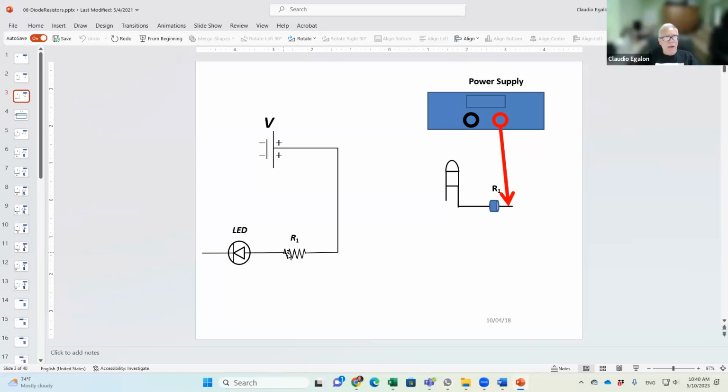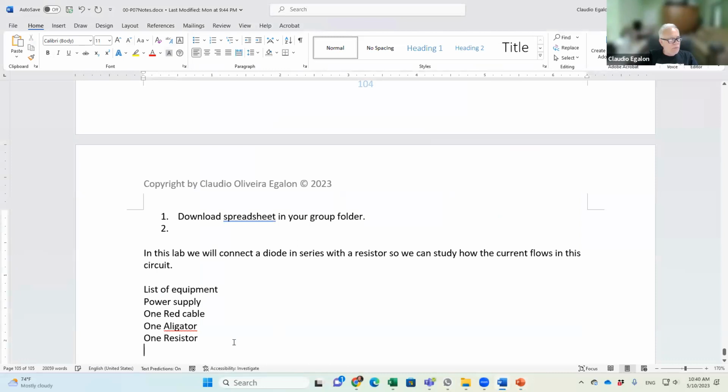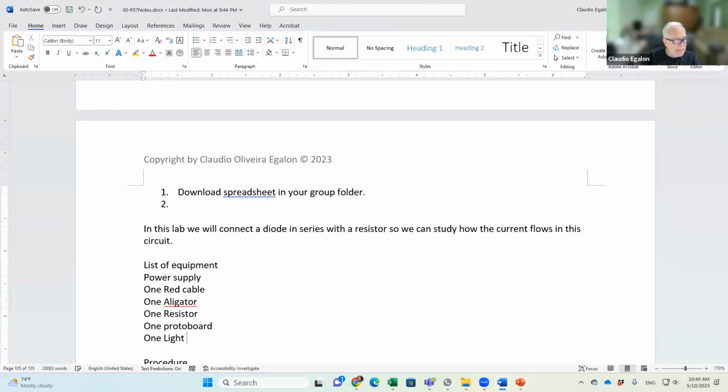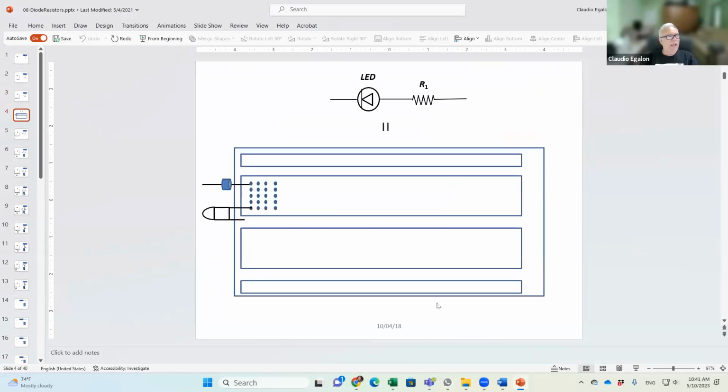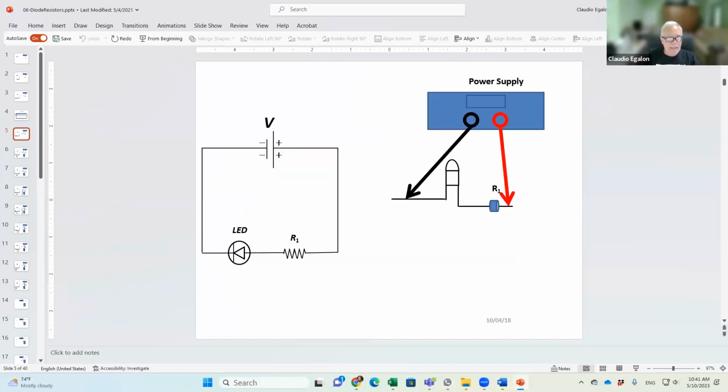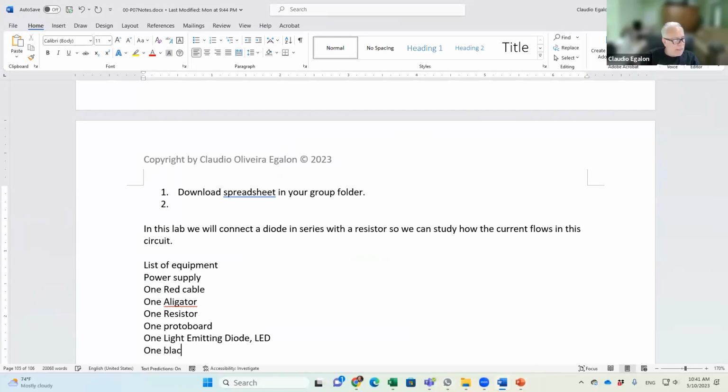So here you go. Did I write down protoboard, one resistor, one protoboard, one light emitting diode, LED. Here you go, those two devices in series. And then we close the circuit. One black cable. One red cable with banana terminal, right? One red and one red cable.